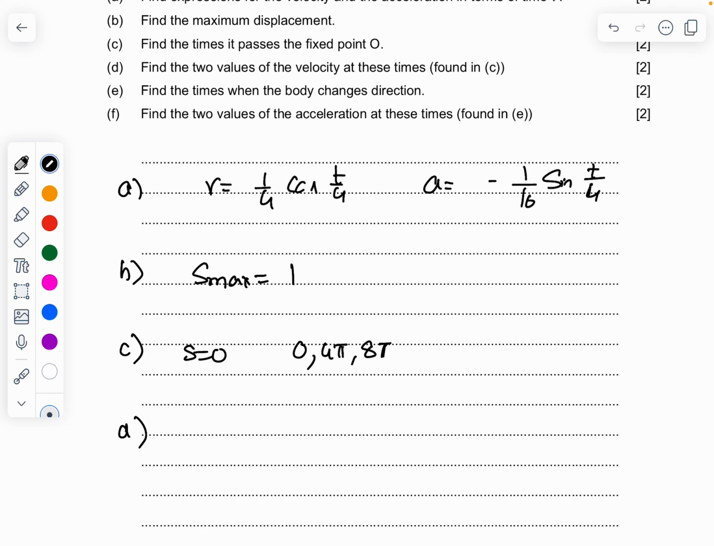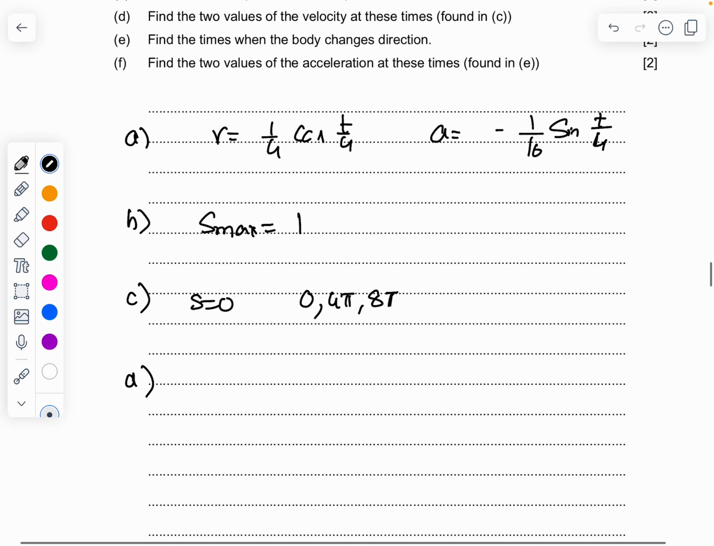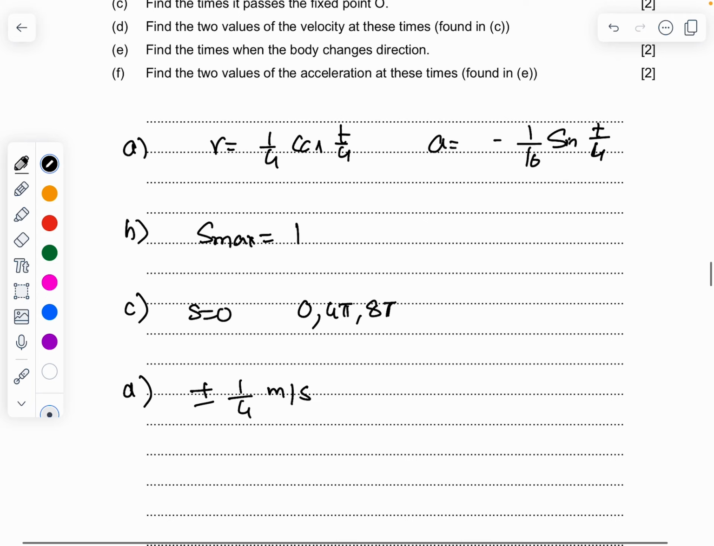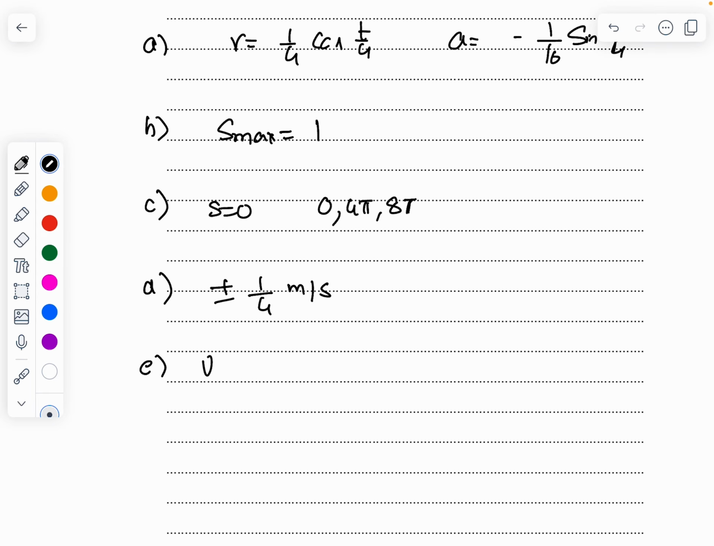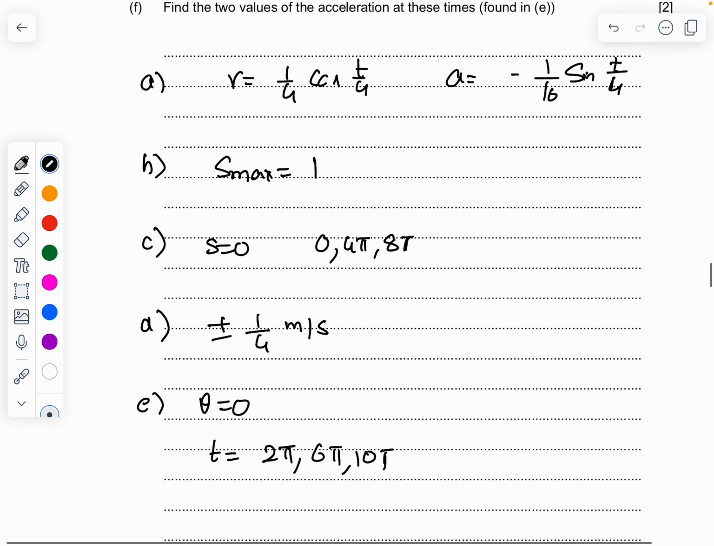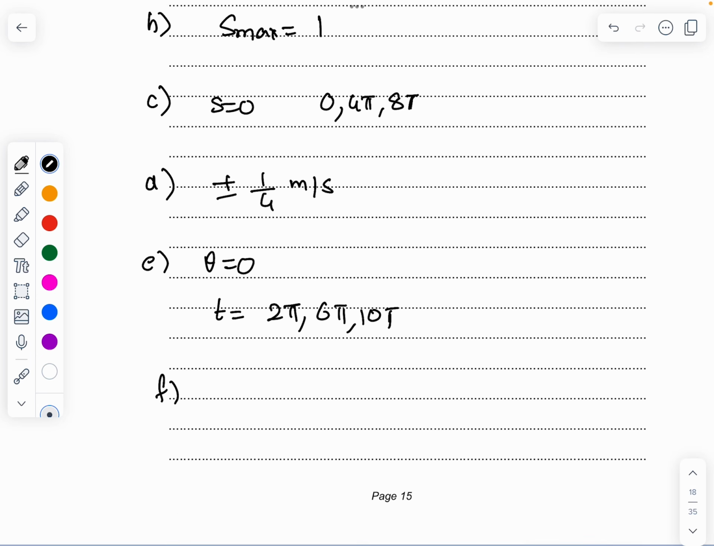And D, find the two values. Velocities will be plus or minus 1 upon 4. And part E, find the time when the body changes its direction. So velocity should be equal to 0. So it should be t equals either 2 pi, 6 pi or 10 pi. Now what is the maximum value? It is plus or minus 1 upon 16 meter per second square.